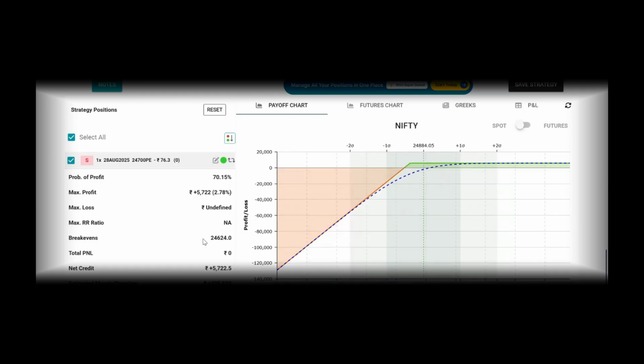The platform has already calculated that for us. It is 24,624. So from 24,700 to 24,624, if the market were to fall by the date of expiry, 24,624 is the current market price on the expiry date of 28th August. During that point in time, the loss that we would be booking is zero because the cash flow which we would have got, 5,722, will get nullified at 24,624, sorry.